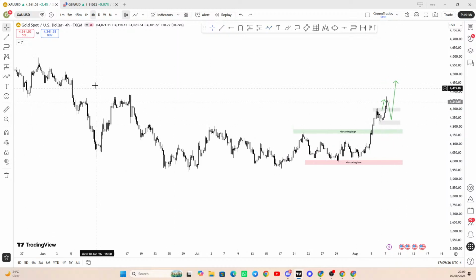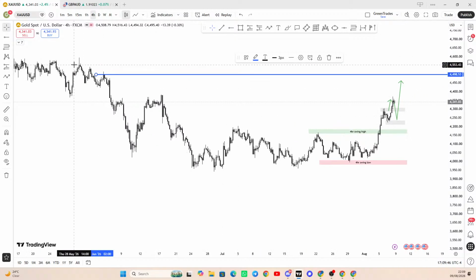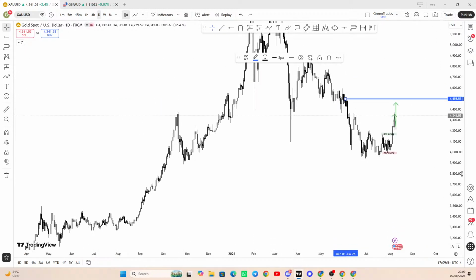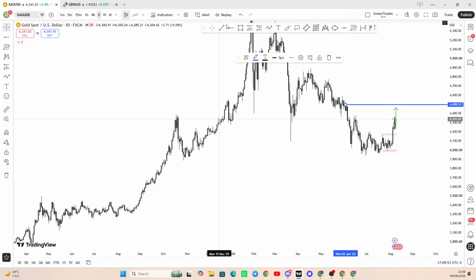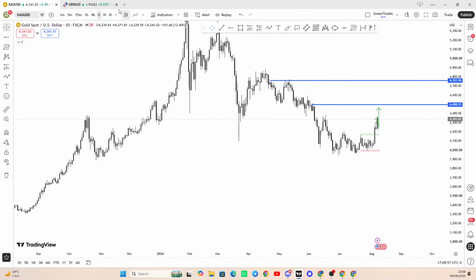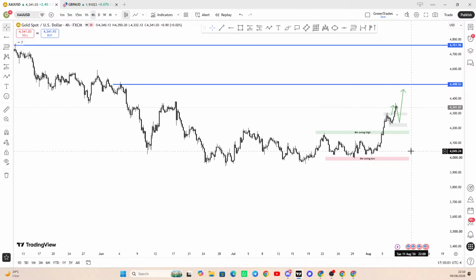And then the target will be to target this first. My first target will be this one. That will be my first target. And obviously once that level is broken as well, then my second target will be that one. And obviously if you go on the daily, you'll be able to see the next target as well. So these are the things that I'm looking at for this week when it comes to gold. I'm looking for this to happen.